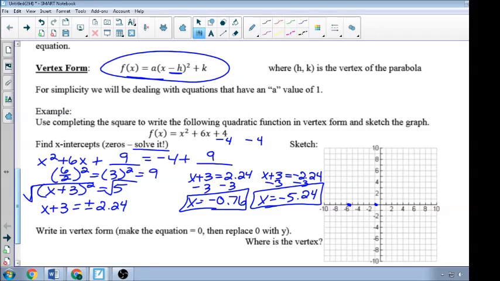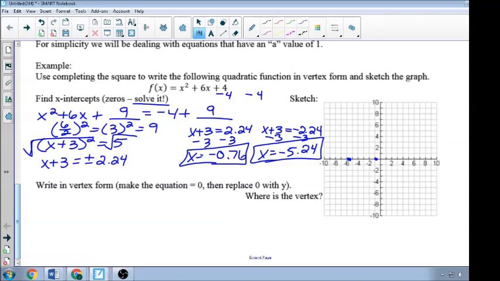Now, what I want to do is I want to write this in vertex form. Well, vertex form is a times x minus h squared plus k. Where that comes from is right here.